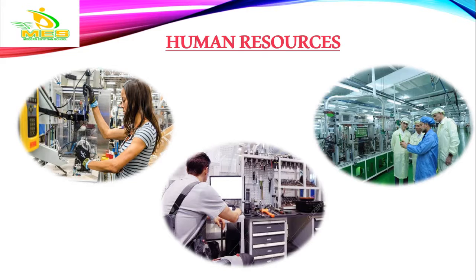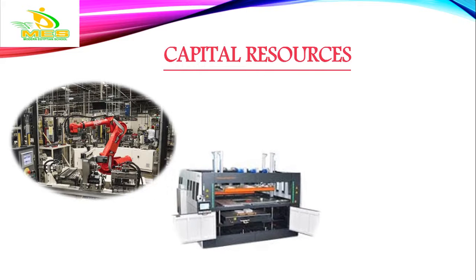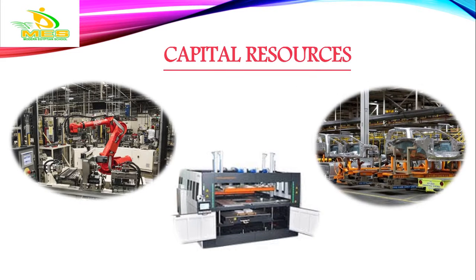Human resources, okay? You will also meet inside this factory what we call capital resources. What are the capital resources? They are the machines. They are the tools. So as we said, in the factory you will find two kinds of resources: human resources and capital resources.